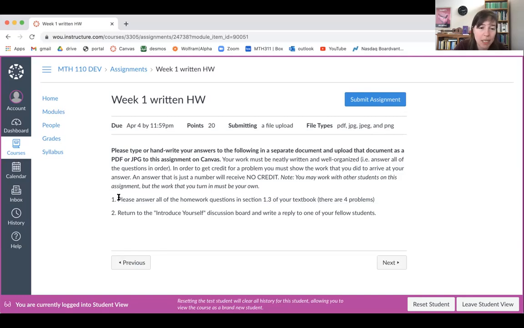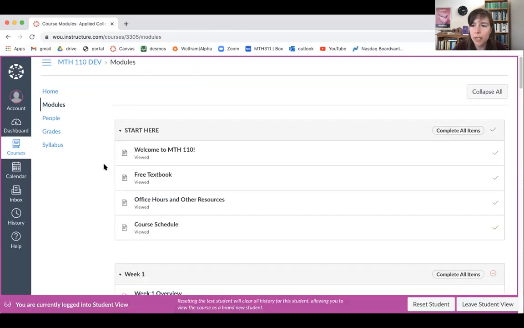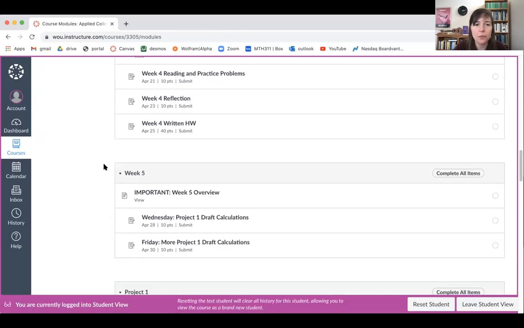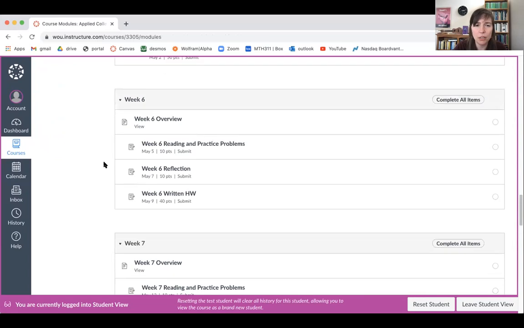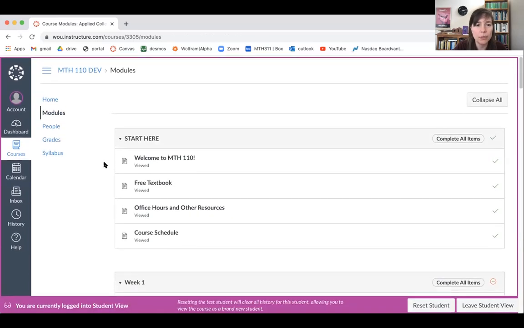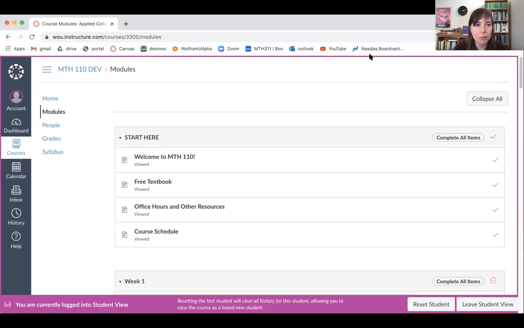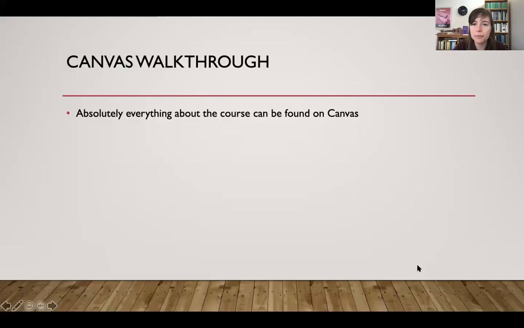And the homework for week 1 happens to have 2 parts. The first part is answering all 4 problems at the end of section 1.3 in your textbook. And the second one is to return to the introduce yourself discussion board and write a reply to one of your fellow students. Okay, and all right, it goes through and, pace yourself week to week. All of the information for the class is going to be in these modules. And I think that's all I want to do for the Canvas walkthrough. Let me go back to sharing my slides. We're almost done with this video.